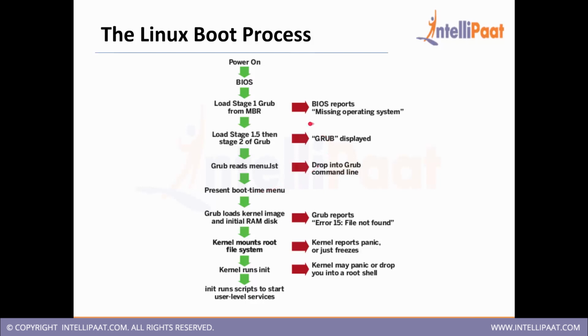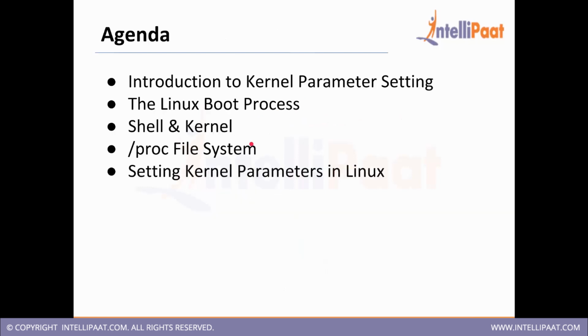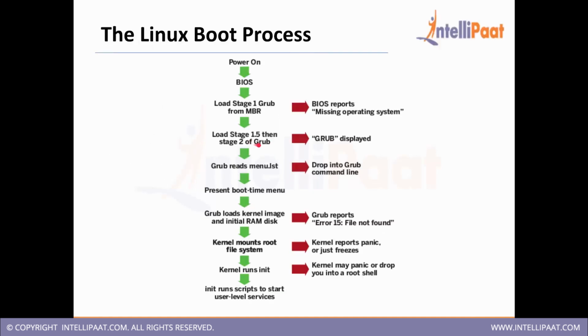Now what are these things on the right side with red arrows? I'm just explaining again. The BIOS recognizes the hardware and hands it over to the grub, the bootloader of Linux. In case the BIOS fails to load the grub, say the operating system is missing or someone has deleted something, it would show a missing operating system message. If it loads the 1.5 stage and then something goes wrong, then what happens?